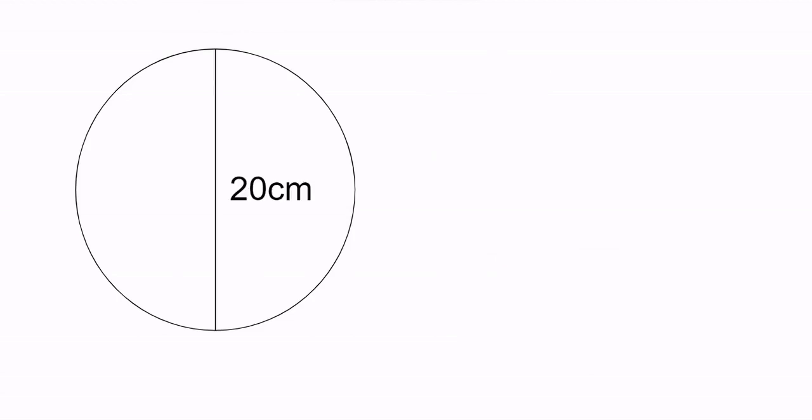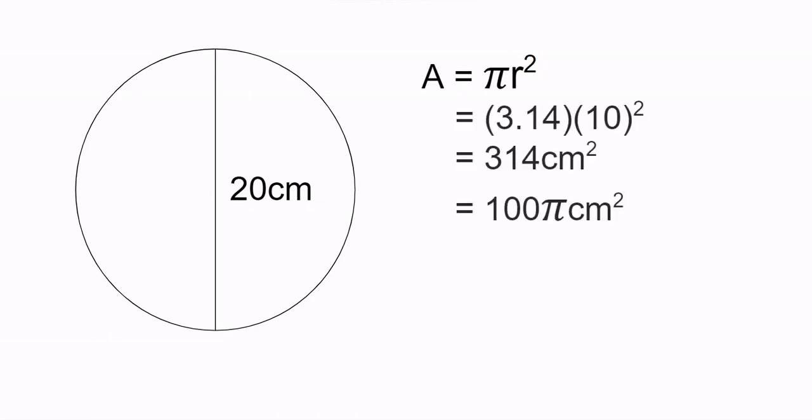Now let's look at this circle right here with the diameter of 20 centimeters. And we're asked to find the area. Well, the formula for area is pi r squared. And here, we need to substitute in the radius, but we're given the diameter. Now, as I mentioned before, the radius is half of the diameter. So to find the radius, we basically divide the diameter by 2, and this gives us 10 centimeters. And then we substitute in 10 for the radius, and we get our answer of 314 centimeters squared. Now to leave this in terms of pi, we just do 10 squared, which gives us 100, and then multiply it by pi, which is just 100 pi centimeters squared.